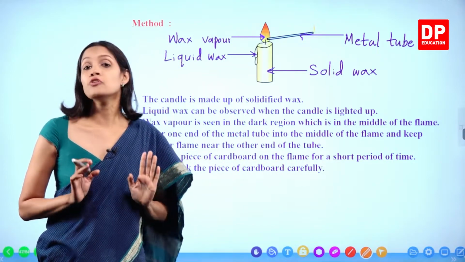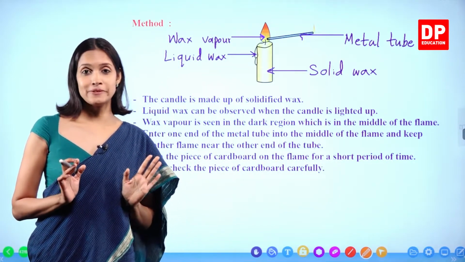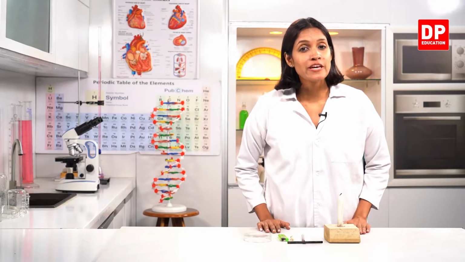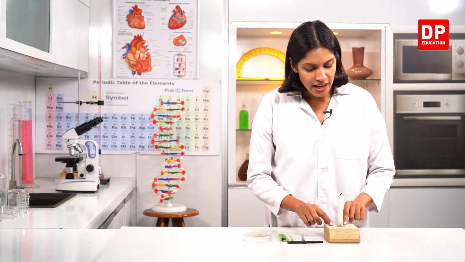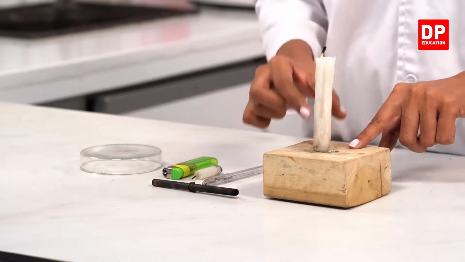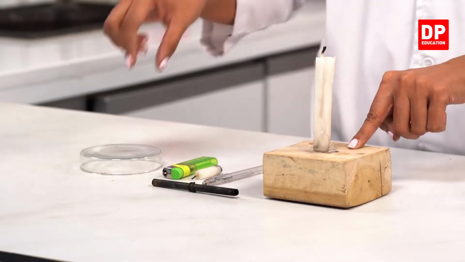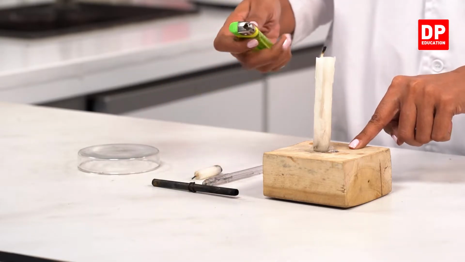Right, children? Now we are going to do this activity in the lab to show that change of state takes place because of heat. Here I have a candle. You all know that when you consider the candle, the candle is in its solid state. Okay, now I'm going to light the candle.